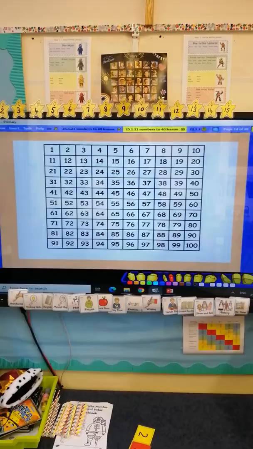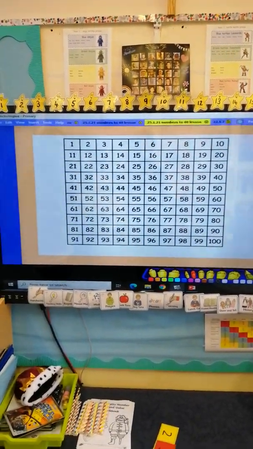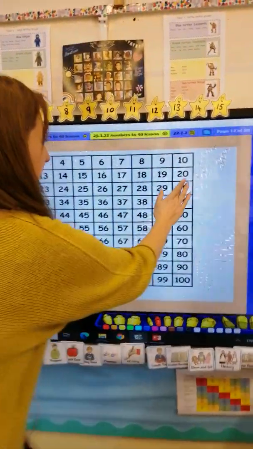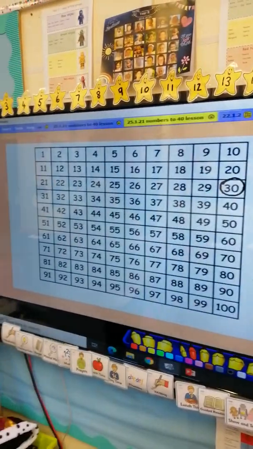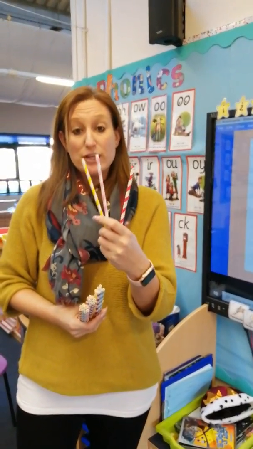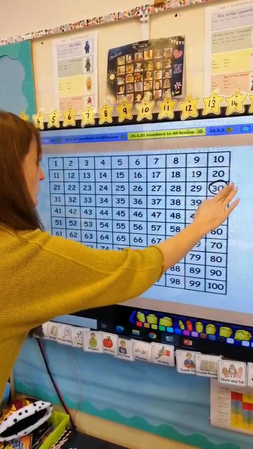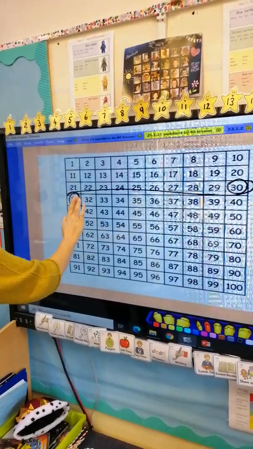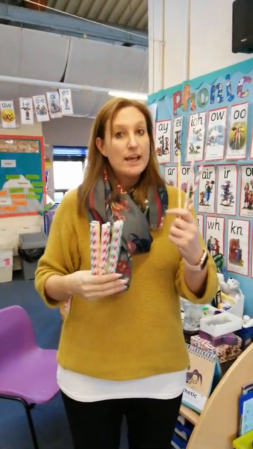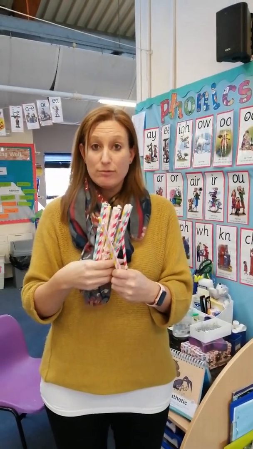Let me go over here. I'm going to start on the number 30. Where's the number 30? 10, 20, 30. Okay. Now I'm going to add, how many ones was it? Was it 1 one? No. Was it 2 ones? No. It's 3 ones. I'm going to add 3 more. I'm going to do 3 jumps of 1. Okay. So I'm going to start at 30 and I'm going to go 1, 2, 3. 33. Look, the clue is in the name. 30 and 3 makes 33.